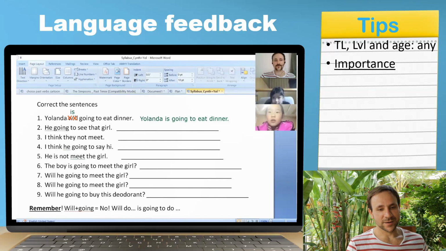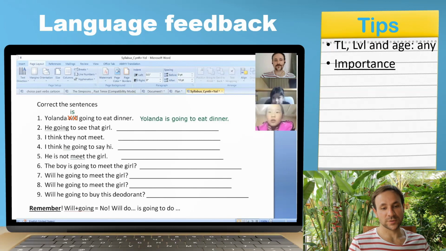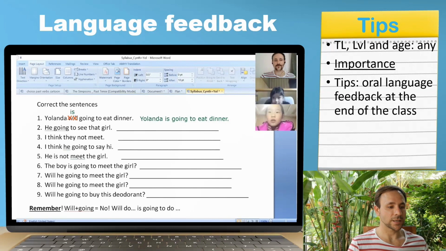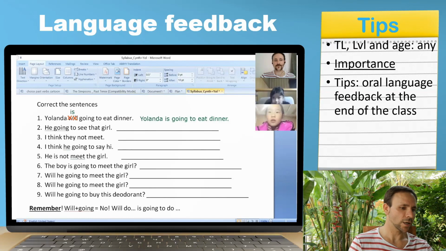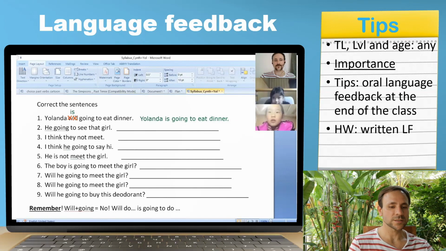Well, so we have just talked about the importance of the language feedback, and in class I would just do the oral part. So I would say, he's going to see that girl. And my students would say, oh, he is going to see that girl. Oh, okay, great job. And then their homework would be to write the correct sentences, and they will do the written feedback at home. How to make it more fun?